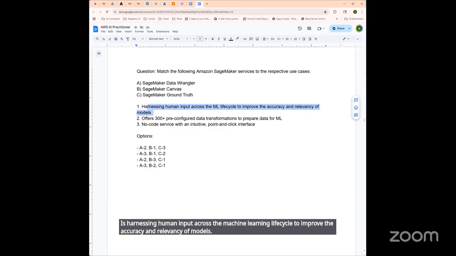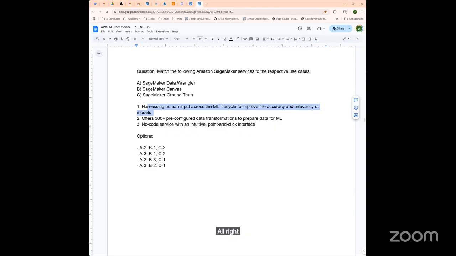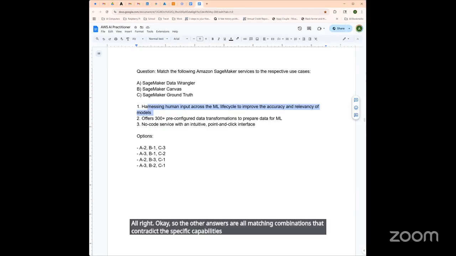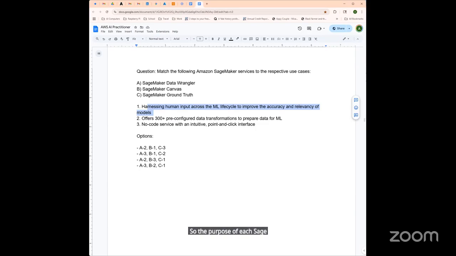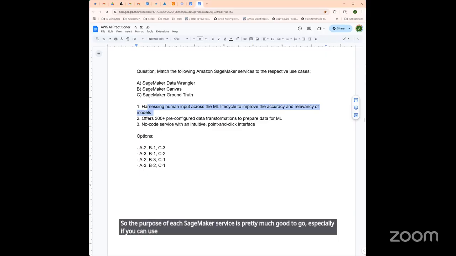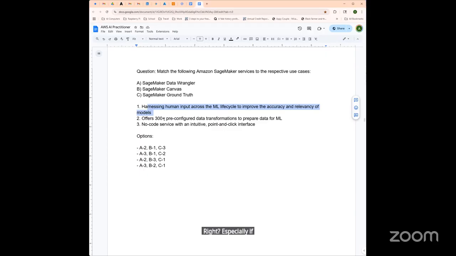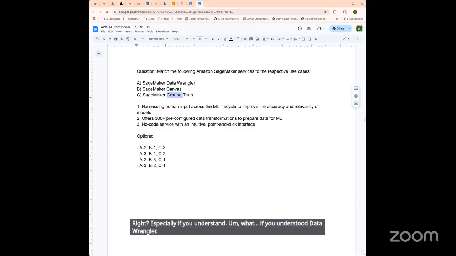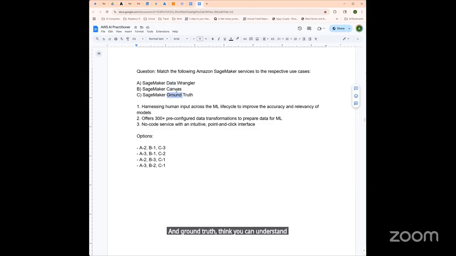models. Okay, so the other answers are all matching combinations that contradict the specific capabilities, right? So the purpose of each SageMaker service is pretty much good to go, especially if you can use process of elimination, right? Especially if you understood Data Wrangler and ground truth, then you can understand Canvas, or Canvas and Data Wrangler, then you can understand ground truth, right? Use that process of elimination for questions like this.